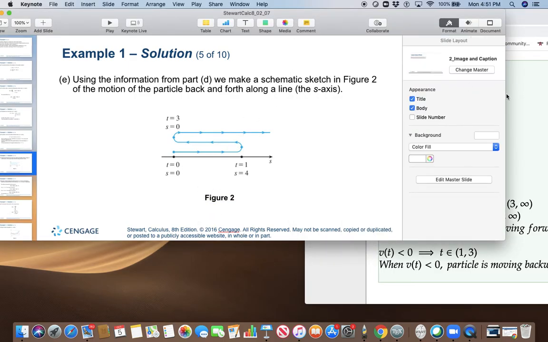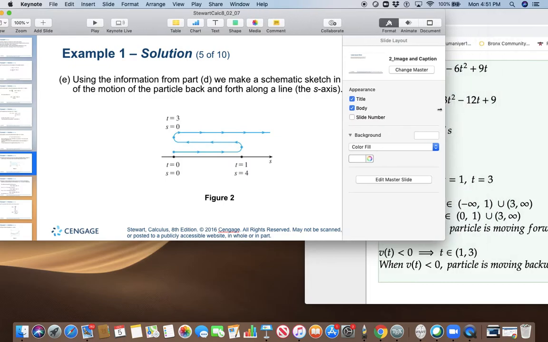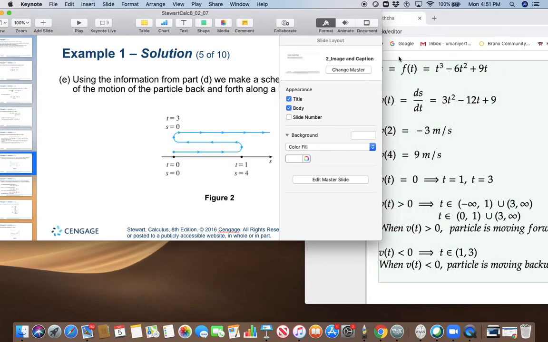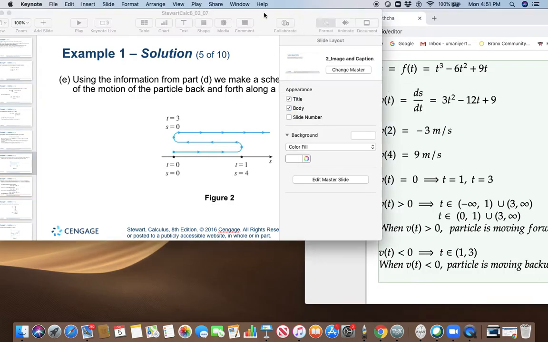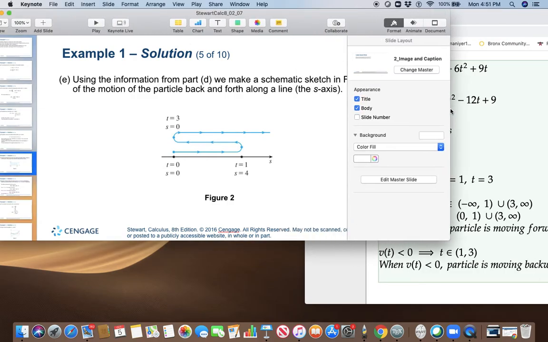Between 0 and 1, let's see, right? Between 0 and 1, particle is moving forward. 3 and infinity, when time is 3 seconds, particle is moving forward. But between time 1 and 3 seconds, particle is moving back. That's the picture you need to draw. Okay? Let's keep that picture in mind.